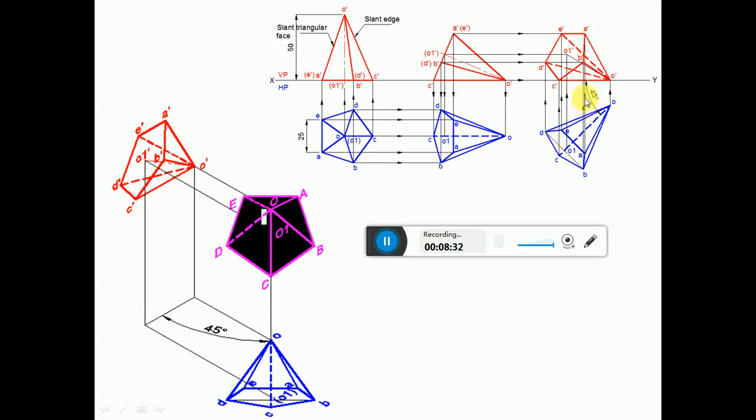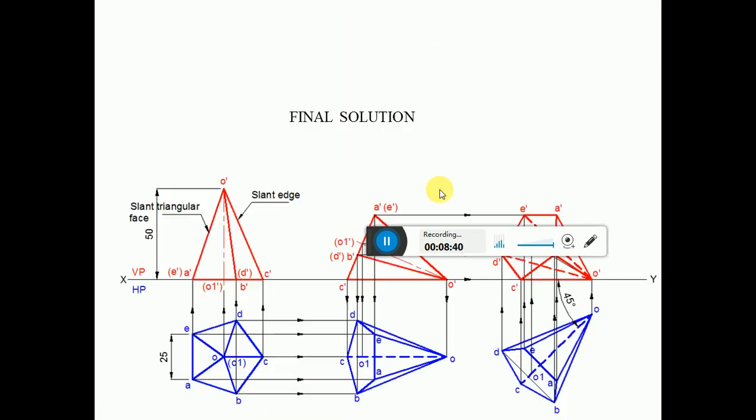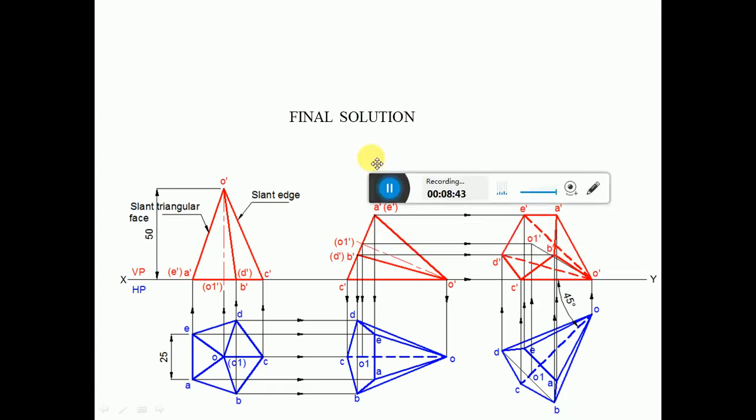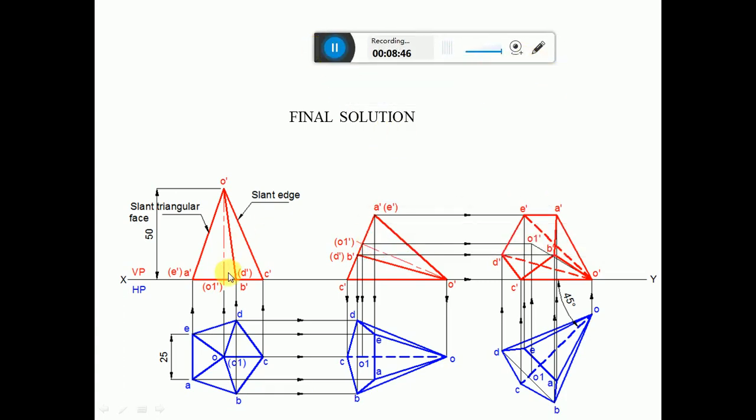Now, this is the final solution, but we have to check whether, as per the requirement of the problem, we have taken all the data which has been considered. We are going to check. So here, a pentagonal pyramid of 25 mm base side and 50 mm axis length rests on one of the slant edges on HP, such that the axis appears to be inclined to VP at 45 degrees. So the axis is appearing inclined at 45 degrees, and we need to find out the beta inclination. So hence our problem is right.